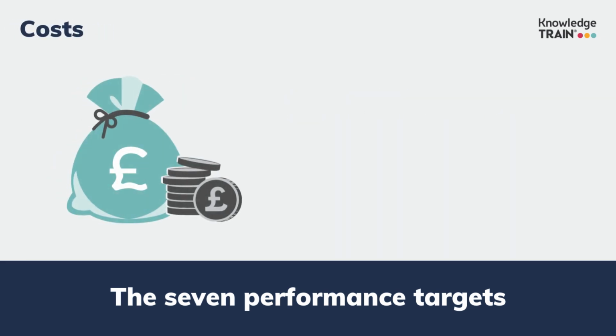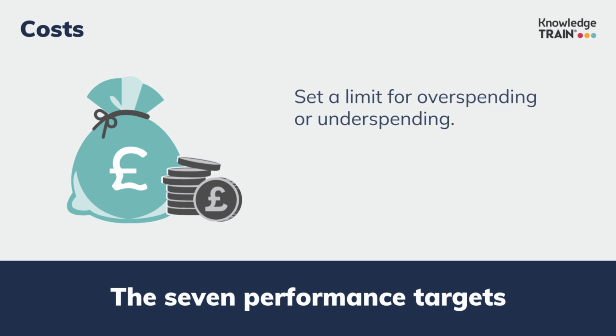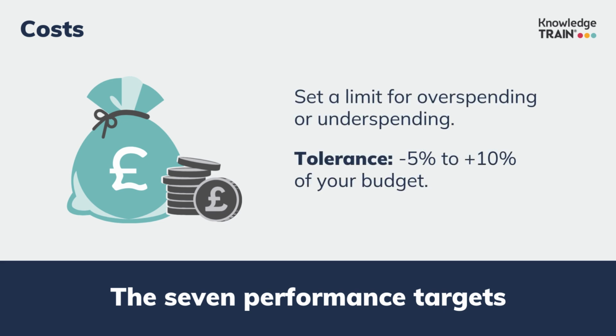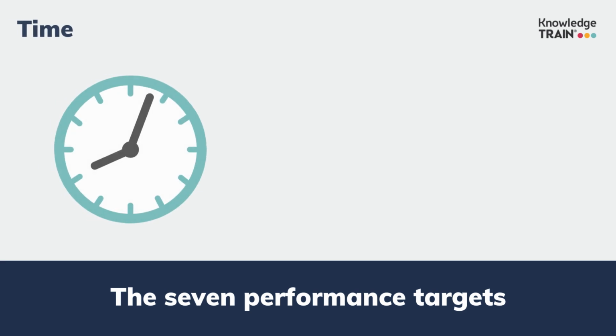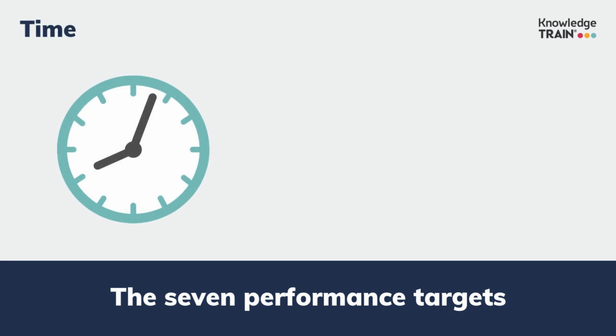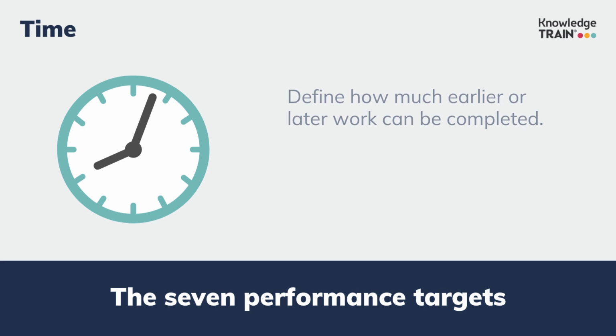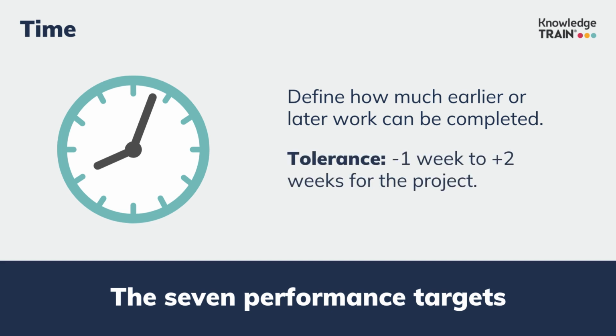Next are costs. Budget surprises are unwelcome, so it's sensible to set a limit for overspending or underspending as a proportion of your budget. For time, because projects rarely run perfectly on schedule, it's useful to define how much earlier or later the work can be completed by. You might allow for a 2-week delay in your project milestones to accommodate changes, and the possibility to deliver 1 week early.